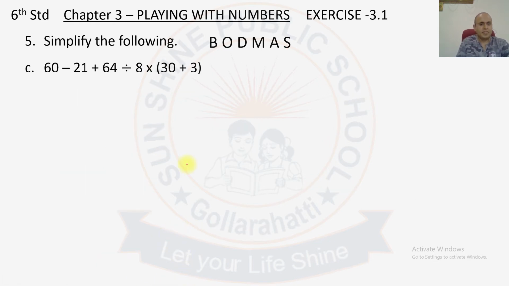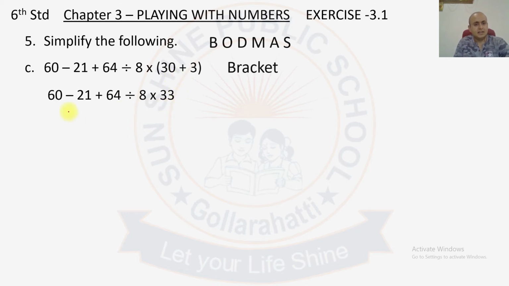Next question. 60 minus 21 plus 64 divided by 8 into 30 plus 3. Here you got subtraction, addition, division and multiplication, and a bracket also. That means you have to remove the bracket first. You have to solve inside the bracket. Inside the bracket they have given 30 plus 3. That means you have to add 30 plus 3. If you add 30 plus 3 you get 33, and the remaining numbers as they are. The next step is you have to divide, because according to BODMAS you have to divide first. That means you have to divide these two numbers. So here 64 divided by 8.